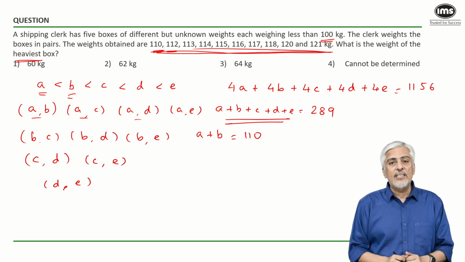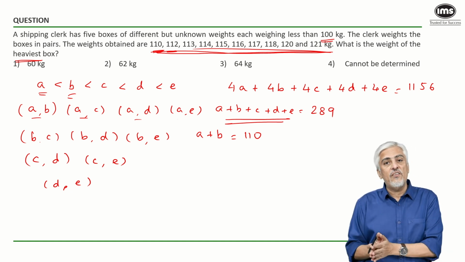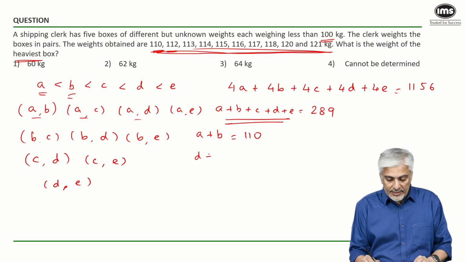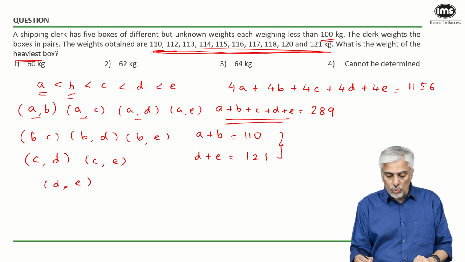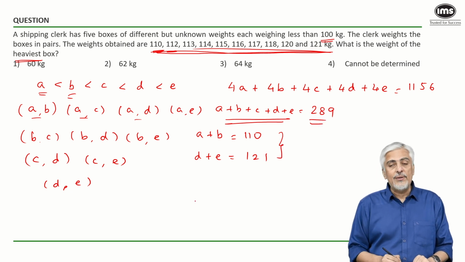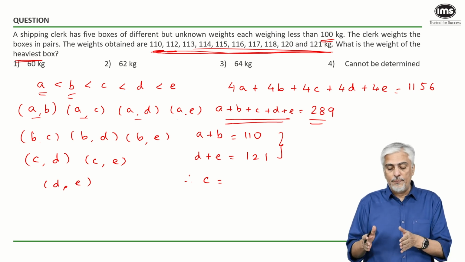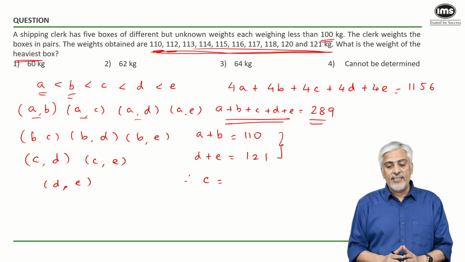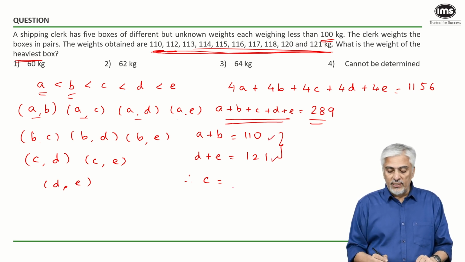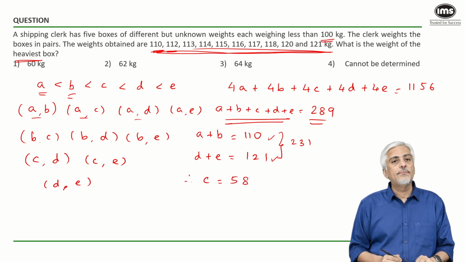And if you think logically, with the same logic, D plus E will be the heaviest box. So, D plus E will definitely be 121. So, if I add these two and subtract them from this, I will directly get C. So, C is equal to A plus B plus C plus D plus E, minus A plus B plus D plus E. That is 289 minus 231. The total of these two will be 231. So, C will come out to be 58, right? So, we got C as 58.